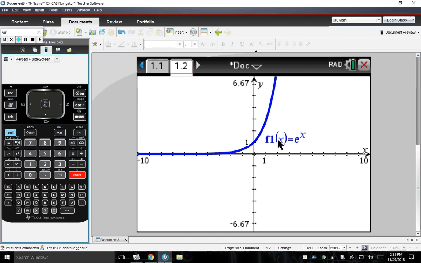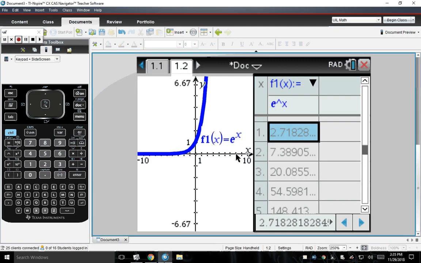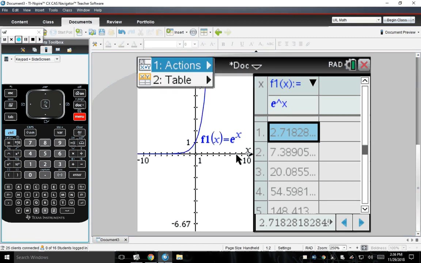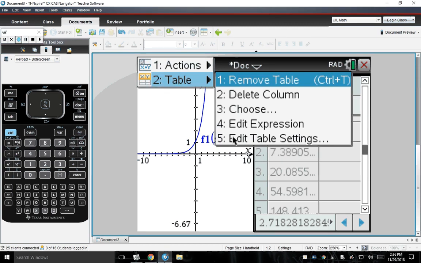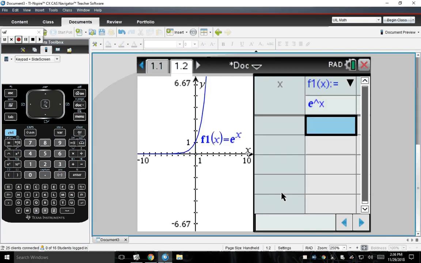Well, you can look at the table, right? And if you look at the table in this calculator, you do it by pressing Menu, 7, Split Screen. Now this will only give you x is 1, 2, 3, 4, all the integers. It doesn't give you like 1.234. So if I wanted it to give me decimal numbers, this is what I'm going to do. Menu, Table, Edit Table Settings.